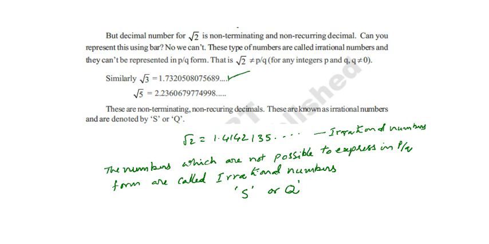Root 3 is equal to 1.73205008075689 and so on. If you find the root 3 value in the long division method, you may get this number. You may observe there is no recurring part.